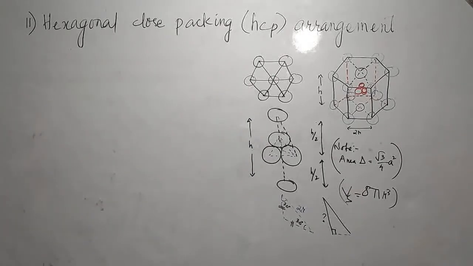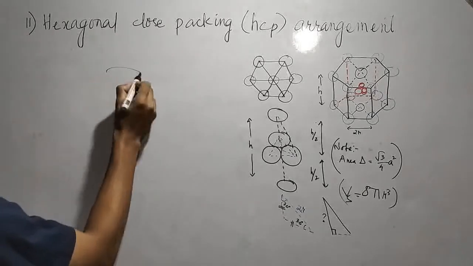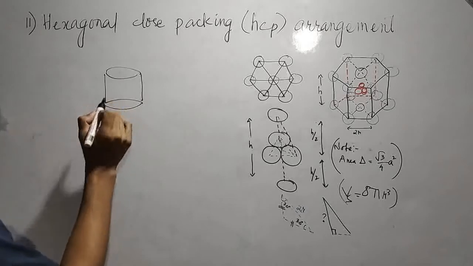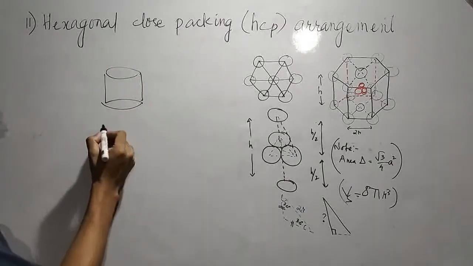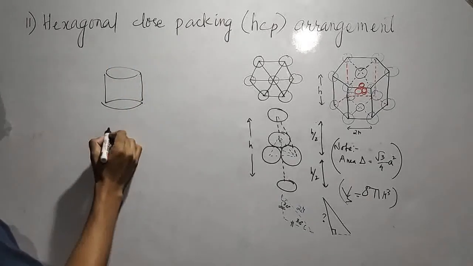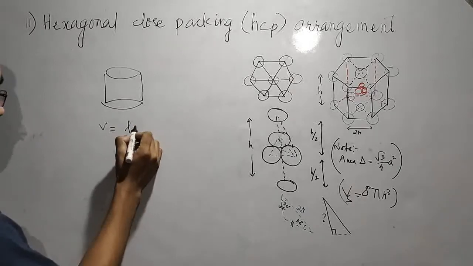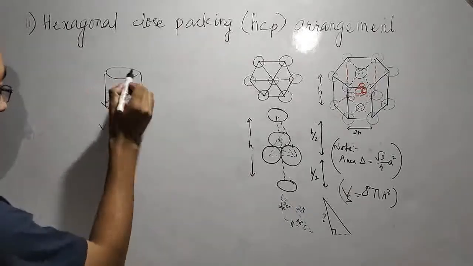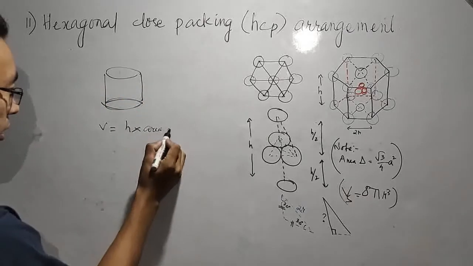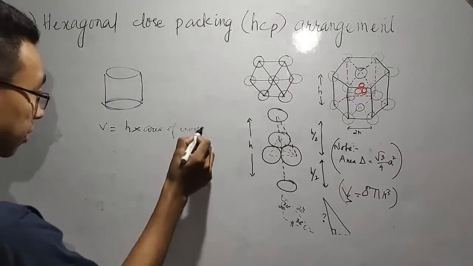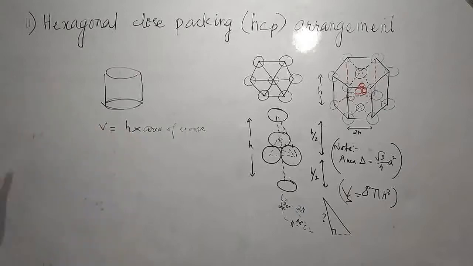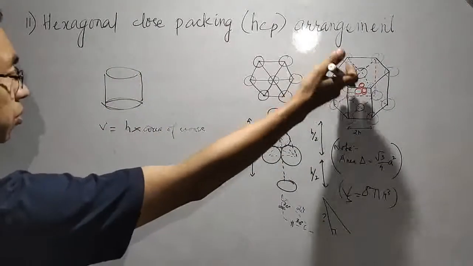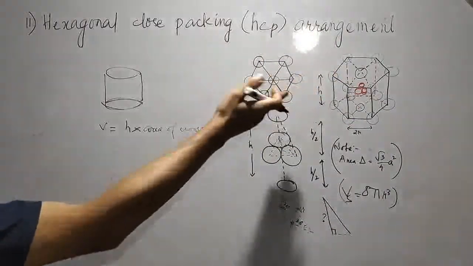Okay, now normally suppose you have a structure of a cylinder. To find out the volume of the cylinder, what we do is this: volume is equal to length or height into area of cross section. This is how we find out the volume of any object.